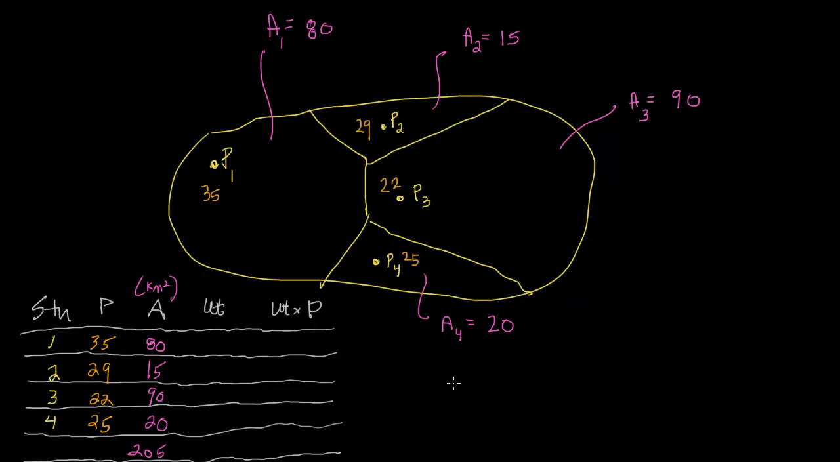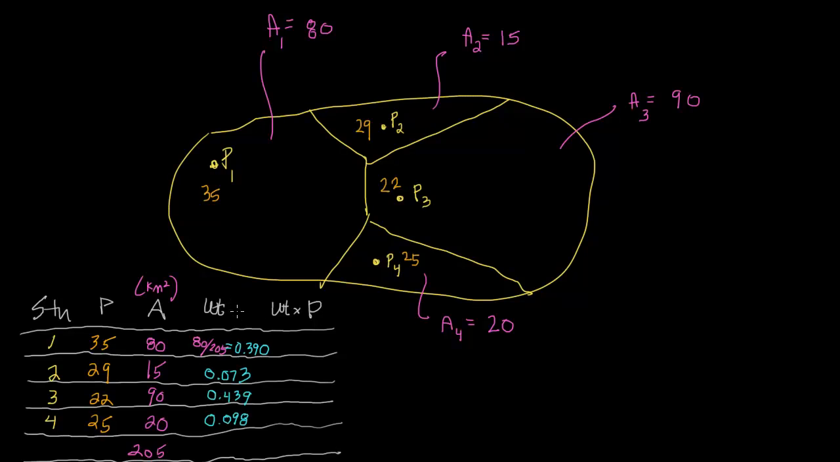Now to calculate the weights, for each of these I'm going to take the area divided by the total. So the weight for the first one will be 80 divided by 205, and that is equal to 0.390 to 3 significant figures here. And if I do the same thing for the rest of the regions, I get the following 4 numbers.